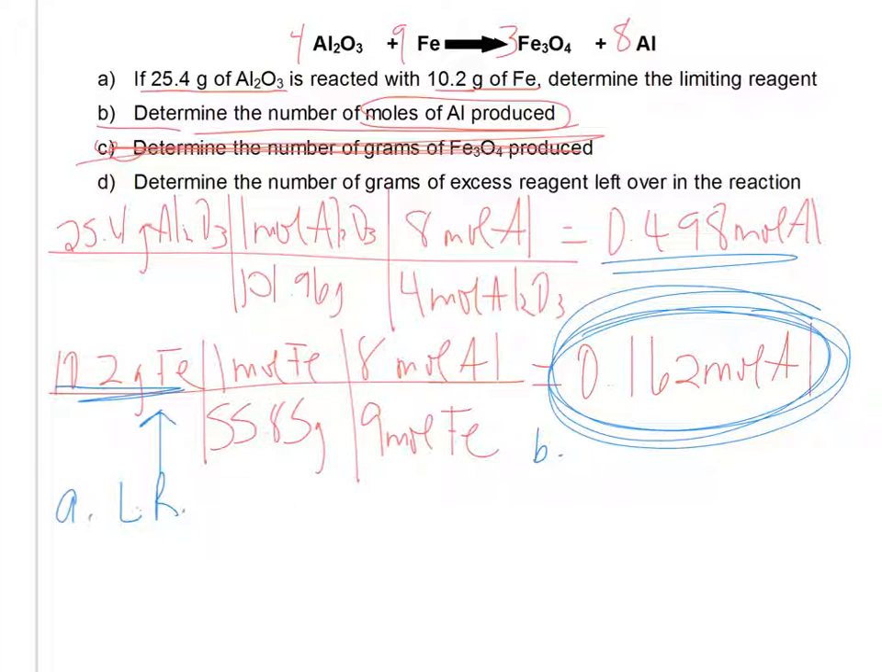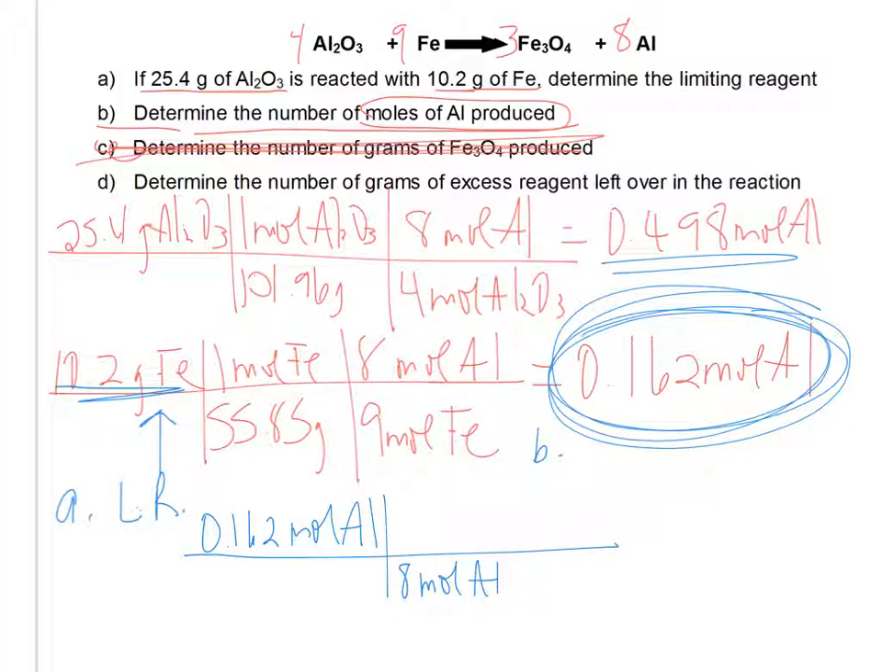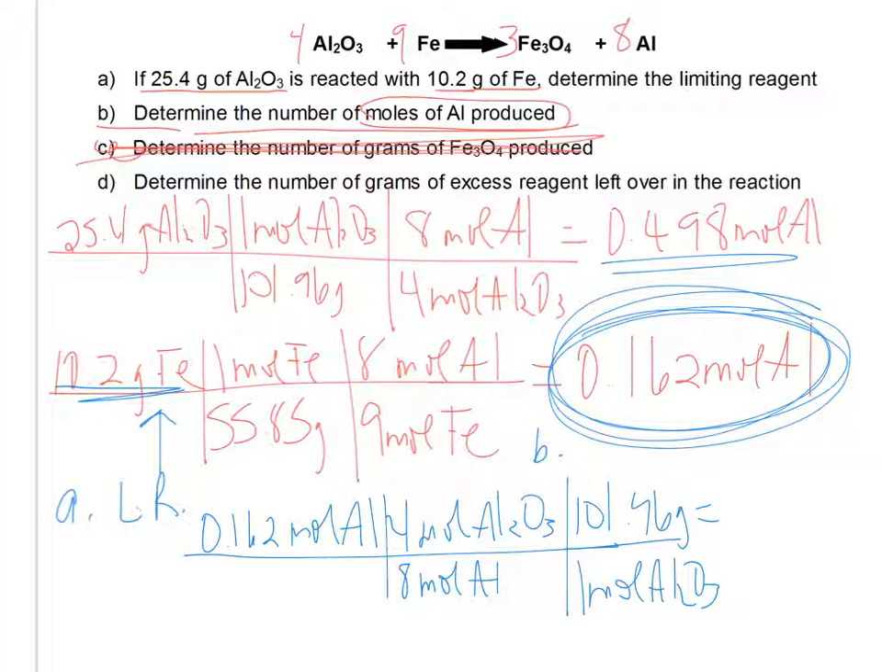Okay, well, I'm going to start with what I can make. I can make 0.162 moles of aluminum. And I'm going to go to grams of my excess reactant, which is the aluminum oxide. So from my balanced equation, for every 8 moles of aluminum, I have 4 moles of aluminum oxide. And then molar mass, because they wanted grams, 1 mole of aluminum oxide is 101.96 grams. Multiply across the top, divide by what's on the bottom. All right, I would have 8.26 grams of aluminum oxide left over.